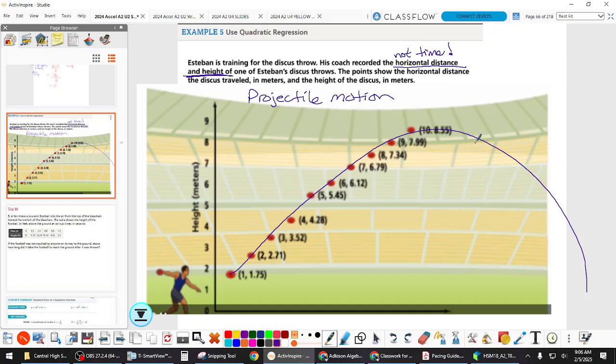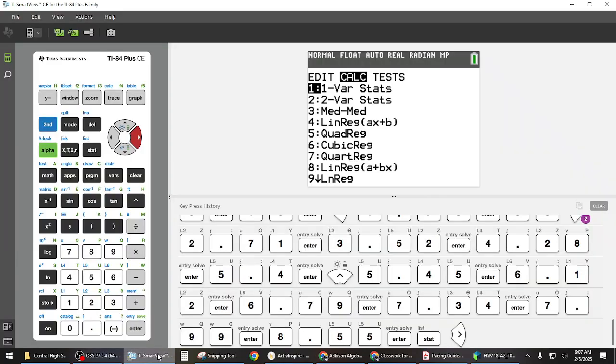Okay? So we know a quadratic model is probably best. So it'd be quadratic, right? Quadratic regression will try to fit a quadratic model or equation to this data. And that one is number 5. So arrow down or just pick number 5.